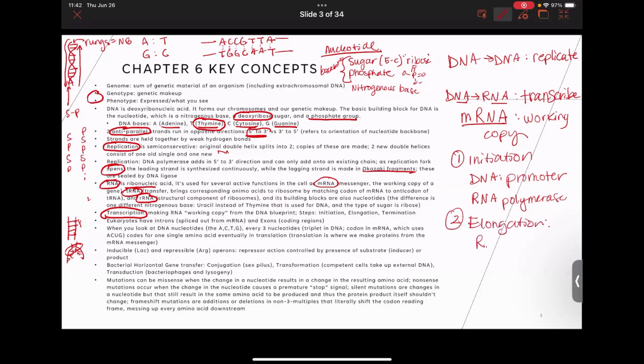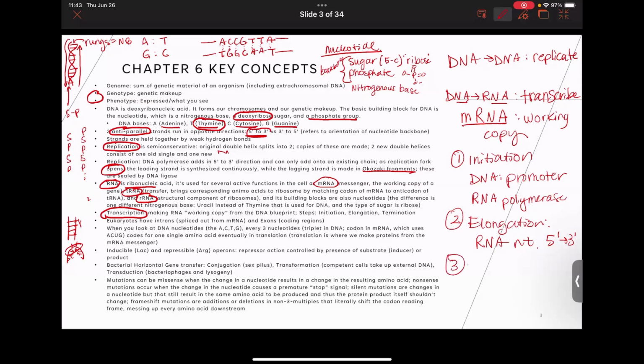Add our RNA nucleotides in the 5' to 3' direction. All right, so we bound our RNA polymerase at the promoter, and then we just start adding nucleotides in the 5' to 3' direction, building our single strand using the DNA as the template. So if there was a G on the DNA, we're going to add a C on our RNA. If there's an A on the DNA, we're going to add a U on the RNA, and so on and so forth. So complementary nucleotides using the DNA as the template.